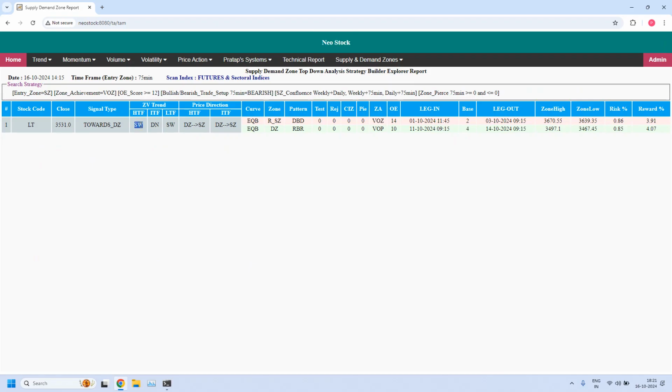But the weekly trend is sideways, so no need to check for EMA confluence. But this supply zone is a high liquidity supply zone. So this is about the 75 minutes time frame, that is a weekly income trade, bearish trade setup.